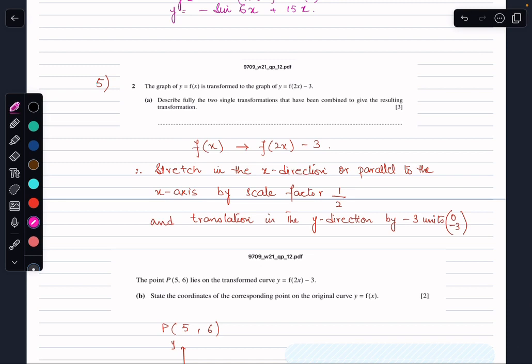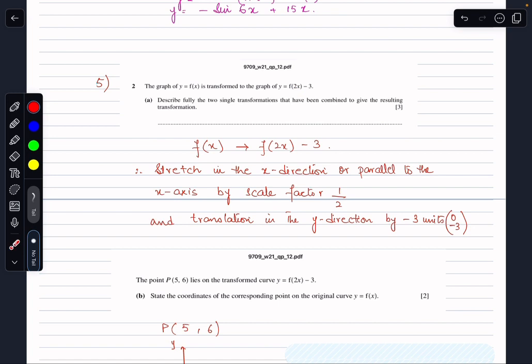This question has been taken from winter 21 variant 2, and it's question number 2, which says that the graph of y equals f(x) is transformed to the graph of y equals f(2x) minus 3. Describe fully the two single transformations that have been combined to give the resulting transformation.